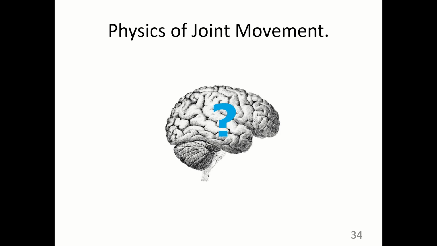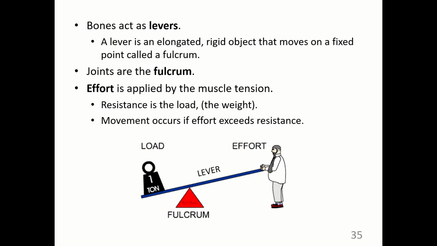Okay, let's talk about a couple of physics. Bones act as levers. A lever is an elongated, rigid object that moves on a fixed point called a fulcrum. Joints are the fulcrum. So your bone is a rigid object that's moving along the fulcrum. Here's the fulcrum in this picture, this red triangle, and the lever is the blue bar, kind of like a seesaw.